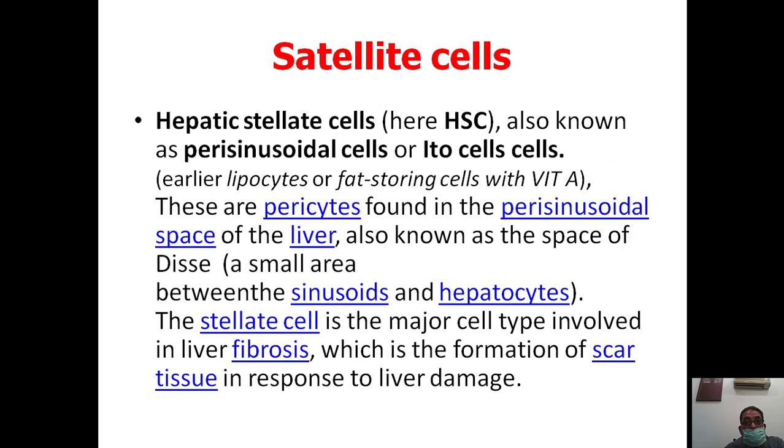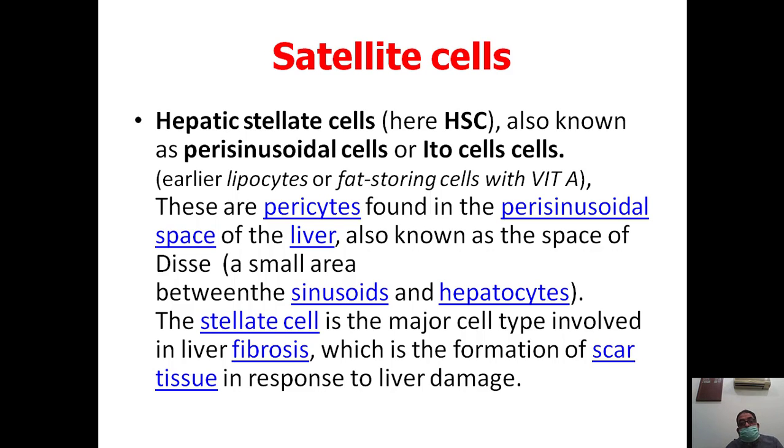What are the satellite cells? Hepatic stellate cells are satellite cells, also known as perisinusoidal cells. These are present in the space of Disse. These are found in the perisinusoidal space of the liver, also known as the space of Disse, a small area between the sinusoid and hepatocyte. The satellite cell is the major cell involved in liver fibrosis, which is the formation of scar tissue in response to liver damage.